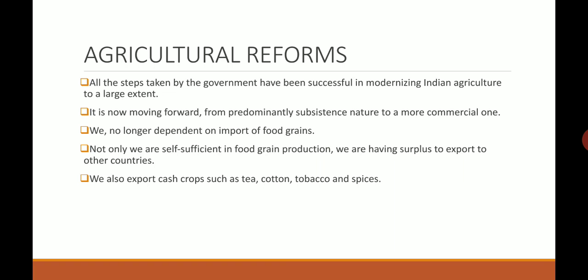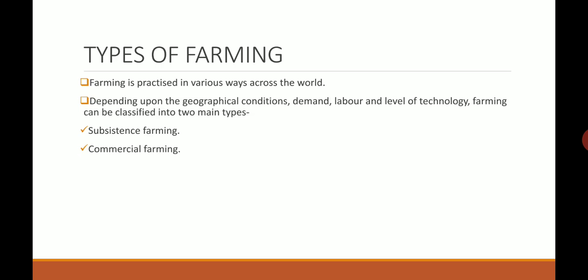Not only are we self-sufficient in growing food grains, but we also have surplus food grains which we can export to various other countries as well. We also export cash crops, tea, coffee, tobacco and spices to many countries. Now let's discuss the types of farming.